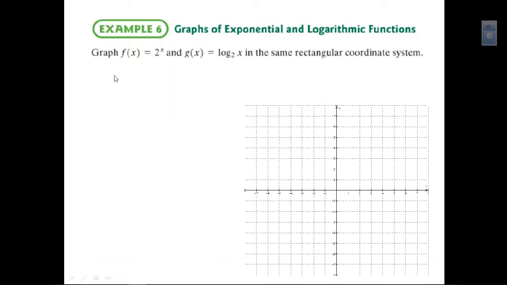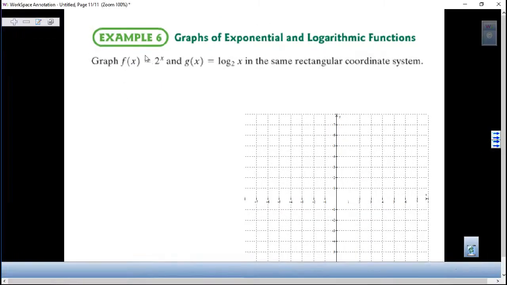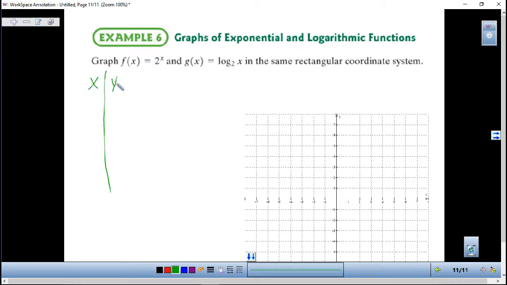All right, now we're going to graph f of x equals 2 to the x and g of x equals log base 2 of x in the same rectangular coordinate system. Now this is really easy because we've already done the 2 to the x, but let's go ahead and make a table again. x and f of x, which is just another way of saying y. And we're going to use the same general numbers we were doing before. I'm not going to use the 3 and the negative 3 though. I'll just do negative 2, negative 1, 0, 1, and 2. 5 points will be enough to give us an idea.